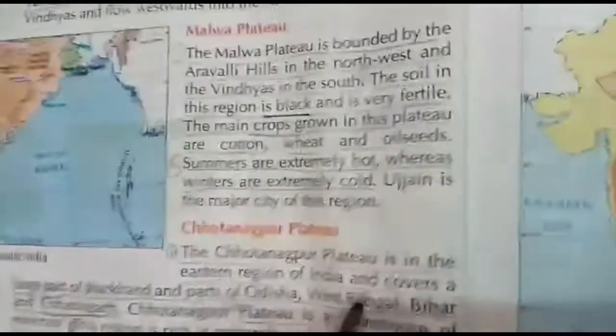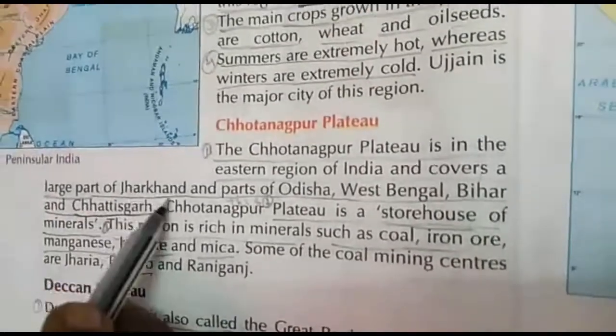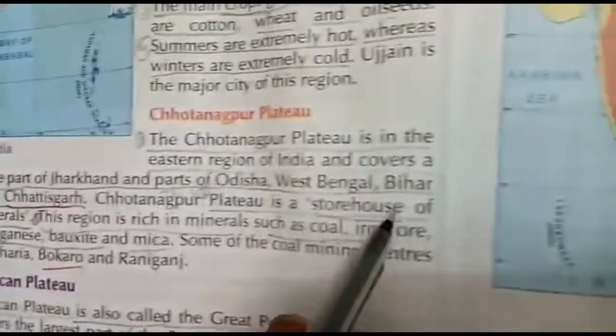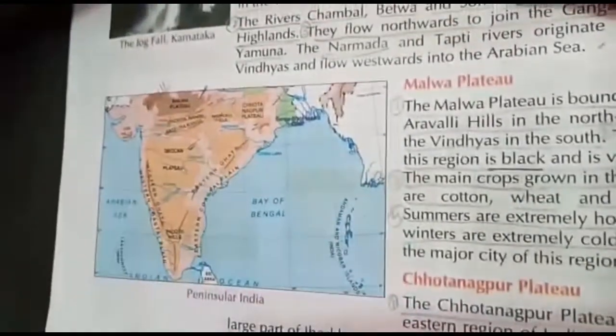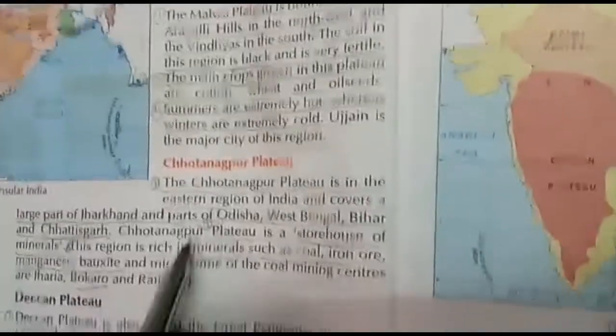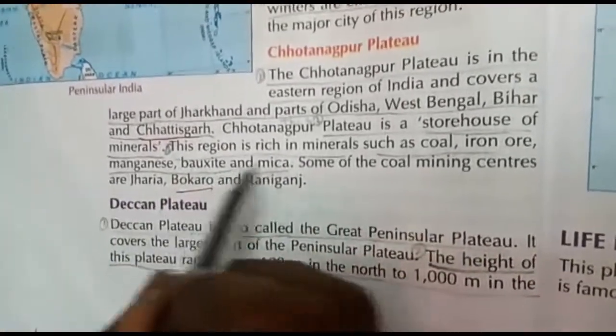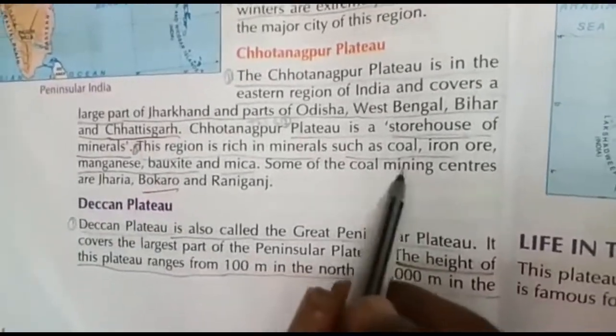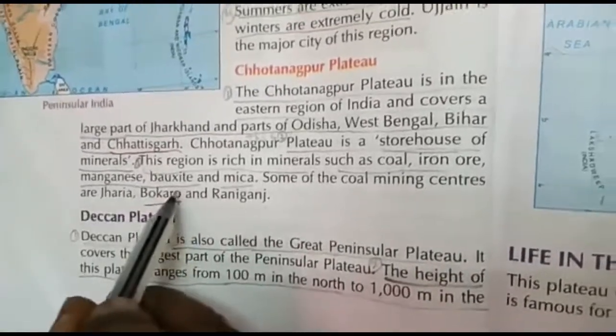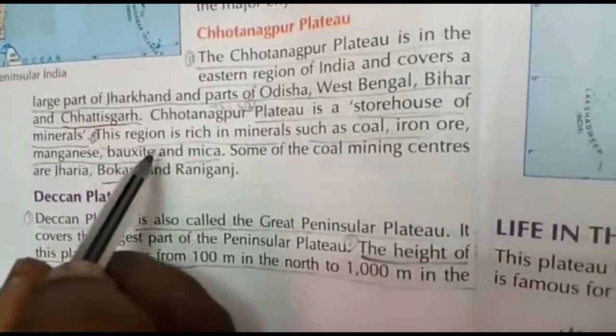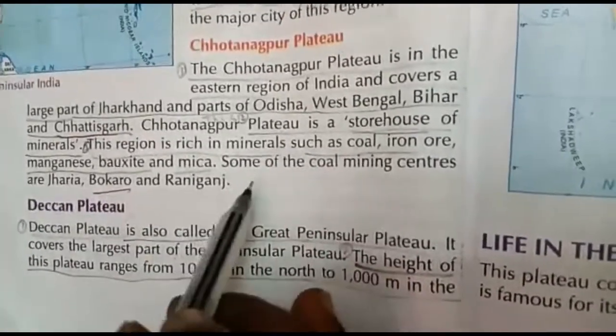Next one, the Chota Nagpur Plateau. See this area, the Chota Nagpur Plateau, in the eastern region of India. It covers a large part of Jharkhand and parts of Odisha, West Bengal, Bihar and Chhattisgarh. This plateau is a storehouse of minerals. This region is rich in minerals such as coal, iron ore, manganese, bauxite and mica.